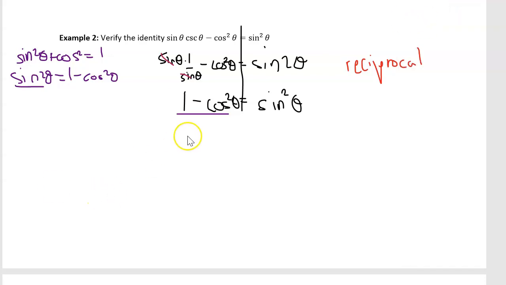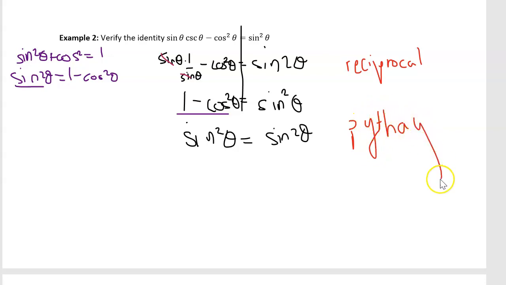So the next step is sine squared equals sine squared, and we have verified this identity. If we were putting justification, we would say Pythagorean as our reasoning. Okay, from here, if you're ever asked to verify an identity, it's important to understand that not all equations are actually identities.